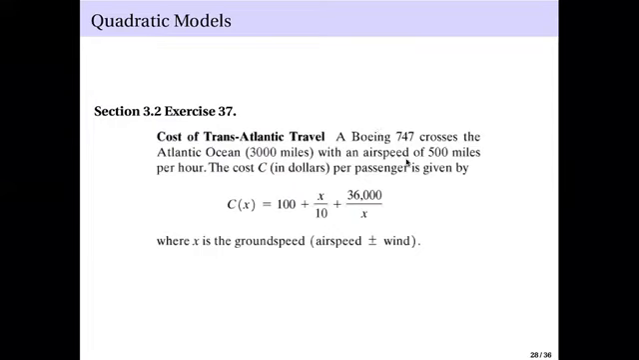Take note in here, the airspeed is 500 miles. The ground speed is your airspeed plus or minus the wind. So either the wind will slow you down, or it will speed you up. It adds to your airspeed, or it subtracts something from your airspeed. So that is your ground speed.